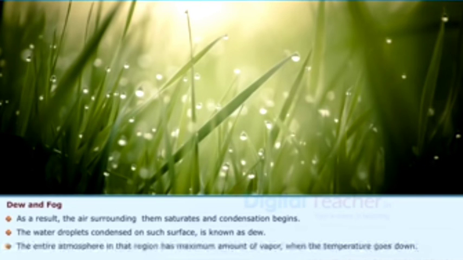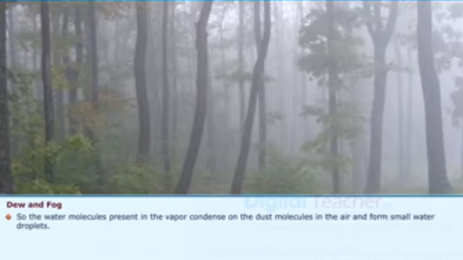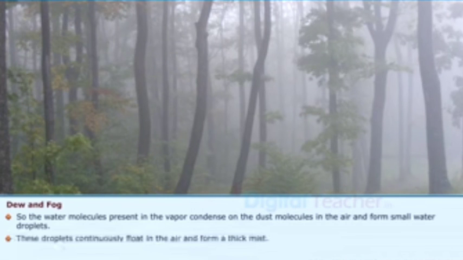The entire atmosphere in that region has maximum amount of vapor when the temperature goes down. So the water molecules present in the vapor condense on the dust particles in the air and form small water droplets. These droplets continuously float in the air and form a thick mist. The thick mist is called fog, which restricts visibility.